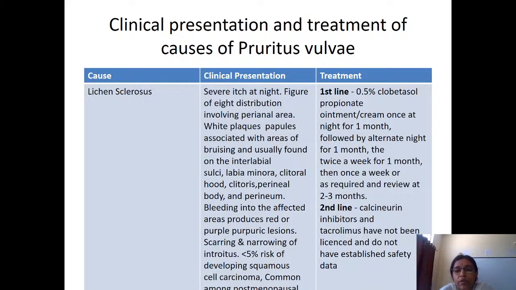and then a weekly treatment. So usually this treatment runs into 3 months. So if a woman is not responding to the first line agent, that is clobetasol propionate, then we need to go for the second line management. The second line treatment usually involves the calcineurin inhibitors and tacrolimus. These agents also are very effective in treating these lesions. But remember, the first line of treatment is always the steroid, that is 0.5% clobetasol propionate.